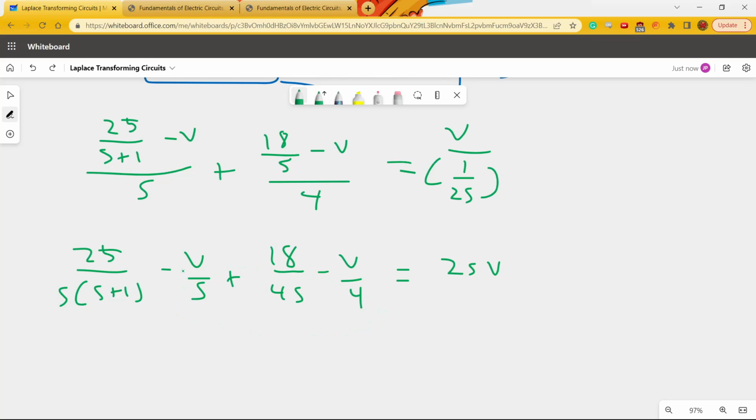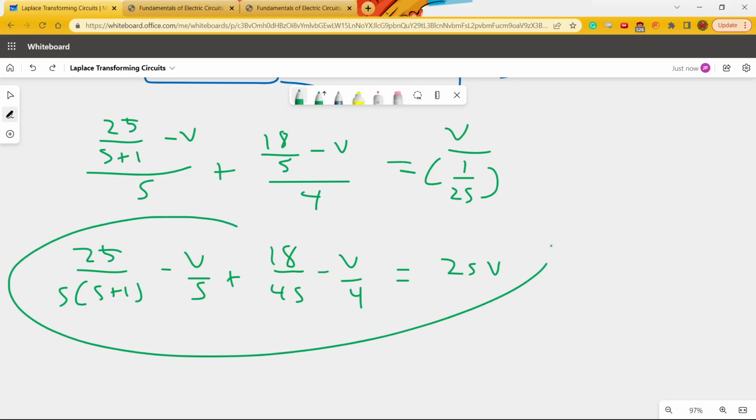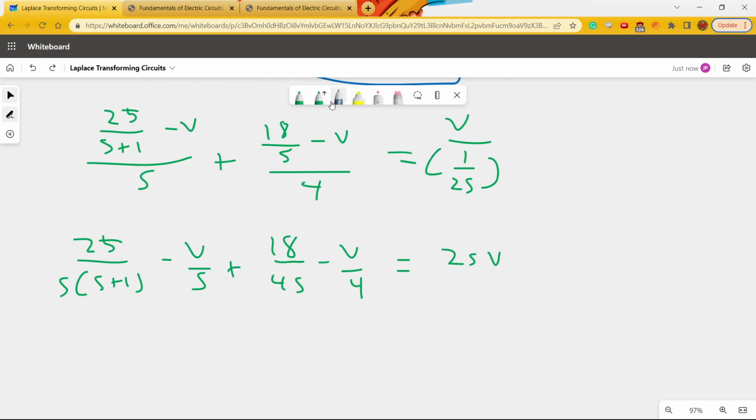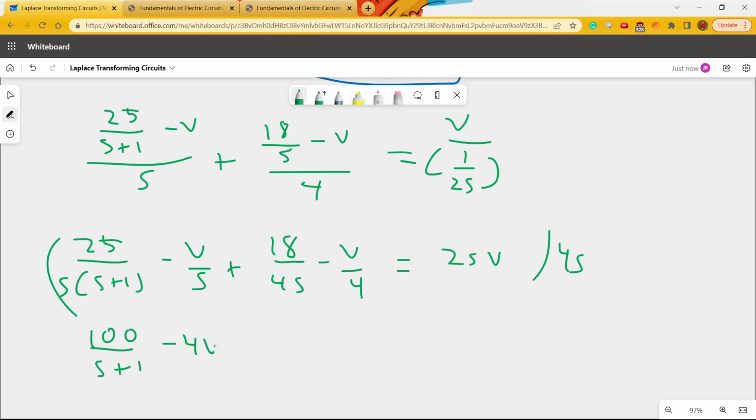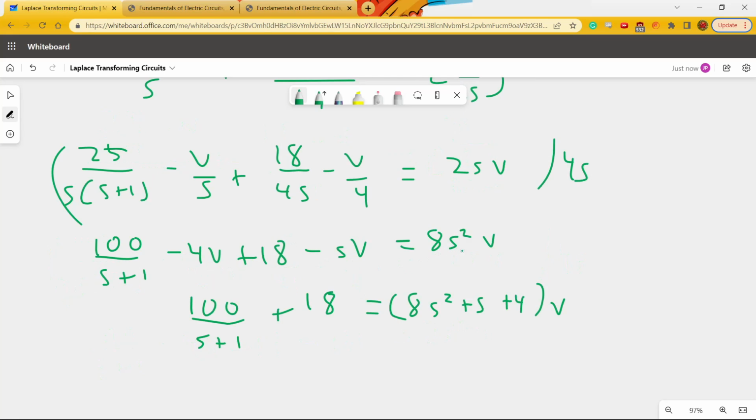To get rid of the 4 s's in the denominator for now, I'm going to multiply everything in the world by 4s. Remember, I'm trying to solve for v. I just do not like that there's weird denominators of v, so I'm multiplying by 4s to get rid of everything. So if I multiply by 4s, we get here 100 over s plus 1 minus 4v plus 18 minus sv is equal to 8s squared v. If we solve for v on the right side by combining like terms, we have on the left side just 100 over s plus 1 plus 18, on the right side 8s squared plus s plus 4 over v.